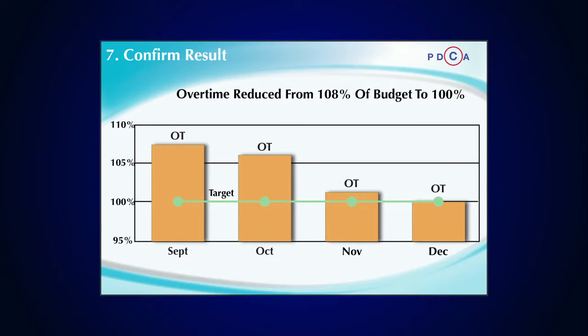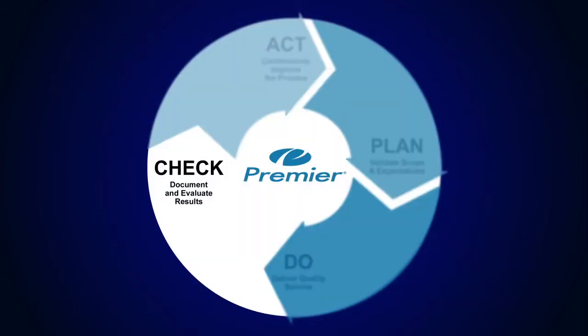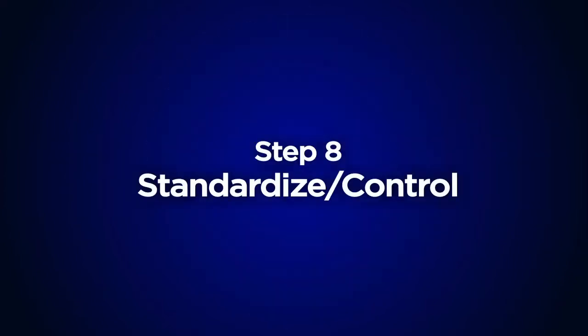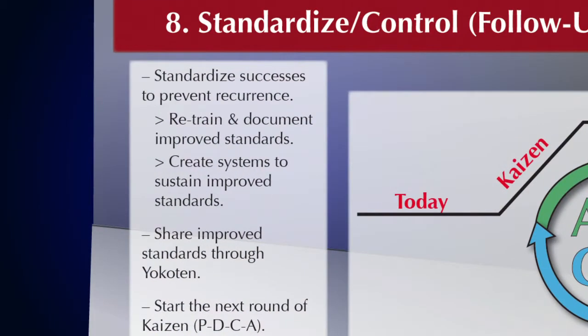By tracking and confirming the results, we were able to use the graph to visually show that we reached the target. We are now ready for the act step of the PDCA process. Step 8 is to standardize and control the process. Standardize successes to prevent recurrence of the problem. Retrain affected team members and document improved standards. Create systems to sustain improved standards. Share improved standards through Yokoten. Yokoten is sharing of ideas to other areas that may have the same type of problem.